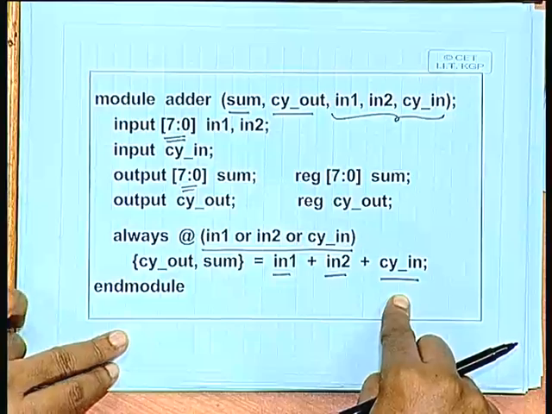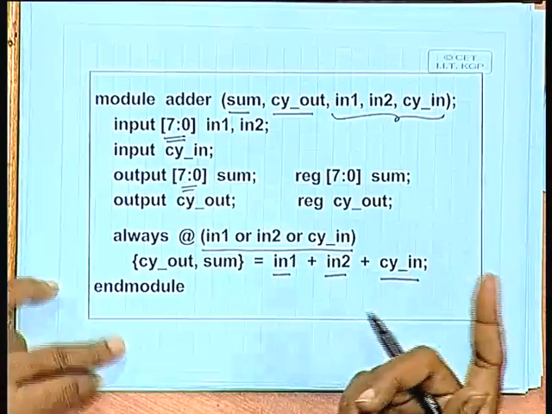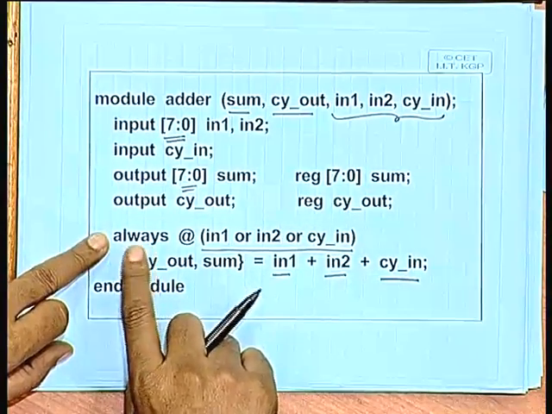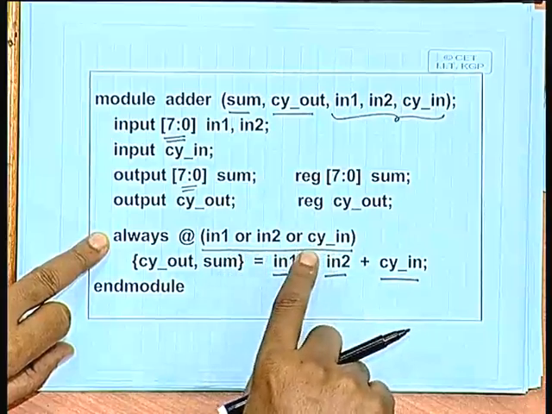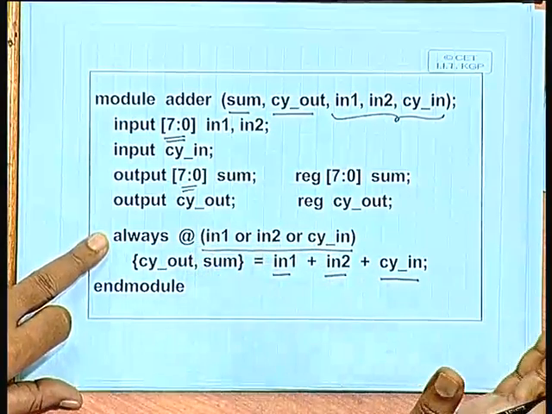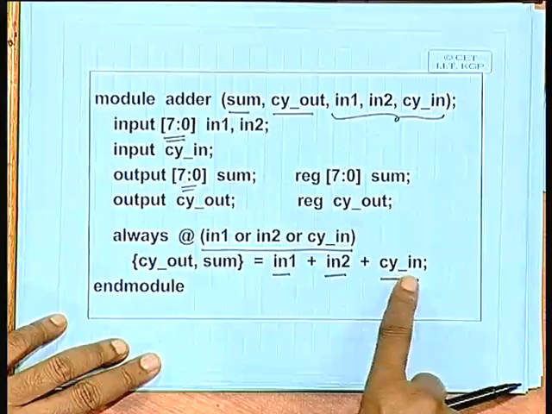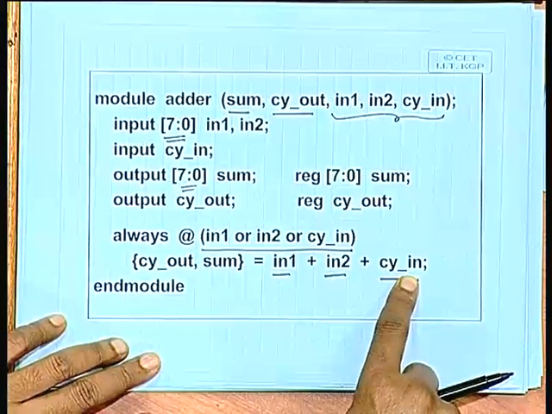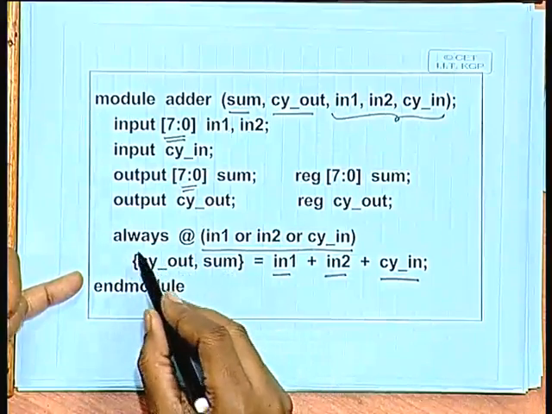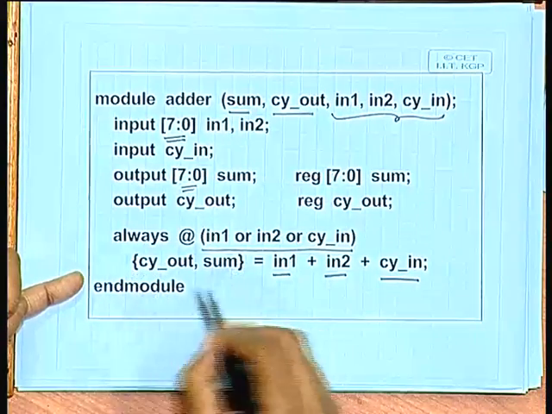Since it is combinational logic, you can do it with assign also. Yes, we can do it with assign also. It does not make a difference, because this always block makes sense only for the simulator, but for synthesis, the always block or assign are the same. These three values are getting added up, and we get a 9-bit result, sum and possibly a carry out. This is a concatenation. This is how you specify it.